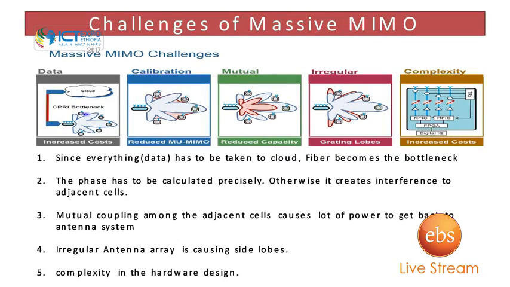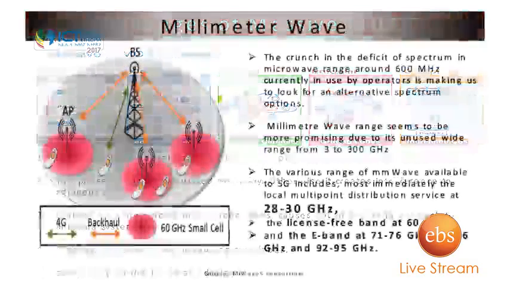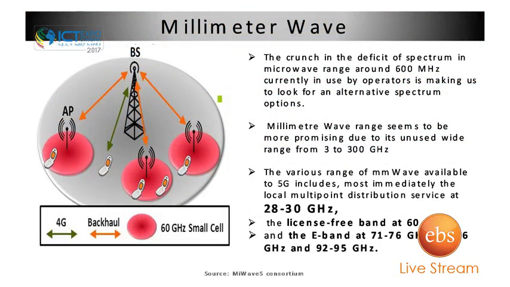The next technology is millimeter wave. What is millimeter wave? Due to the deficiency of spectrum, we are going to add another unused spectrum, from 3 to 300 kilohertz. In that specific range, frequencies have been chosen, which we call millimeter wave, suitable for 5G communication.